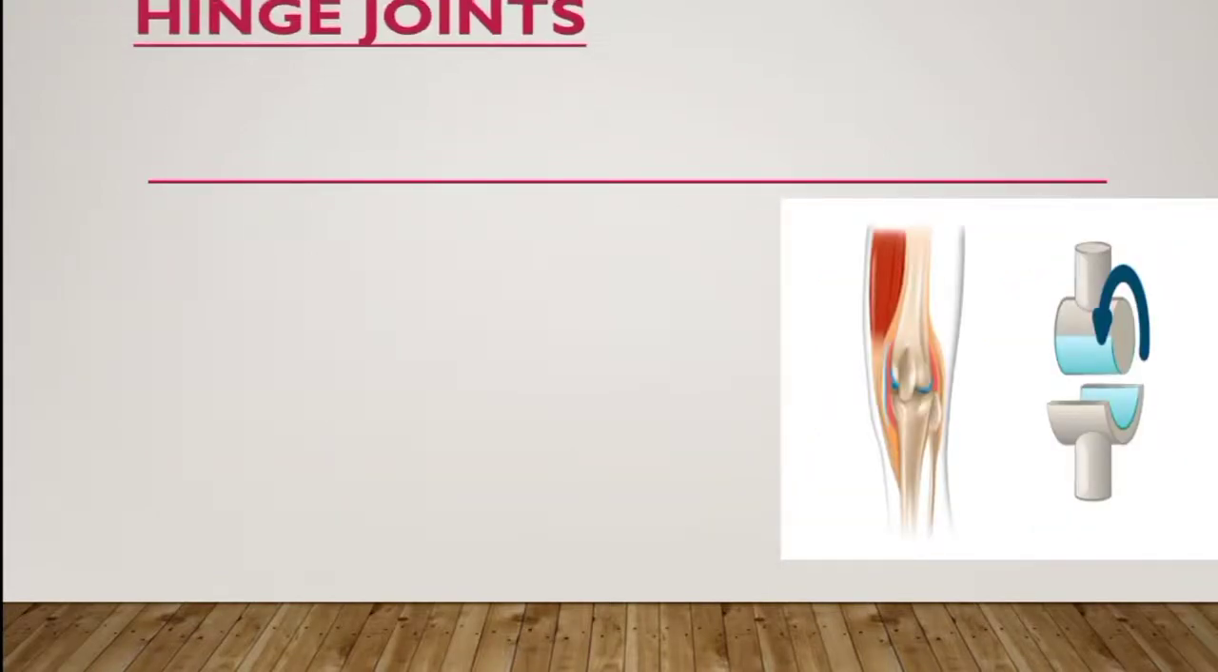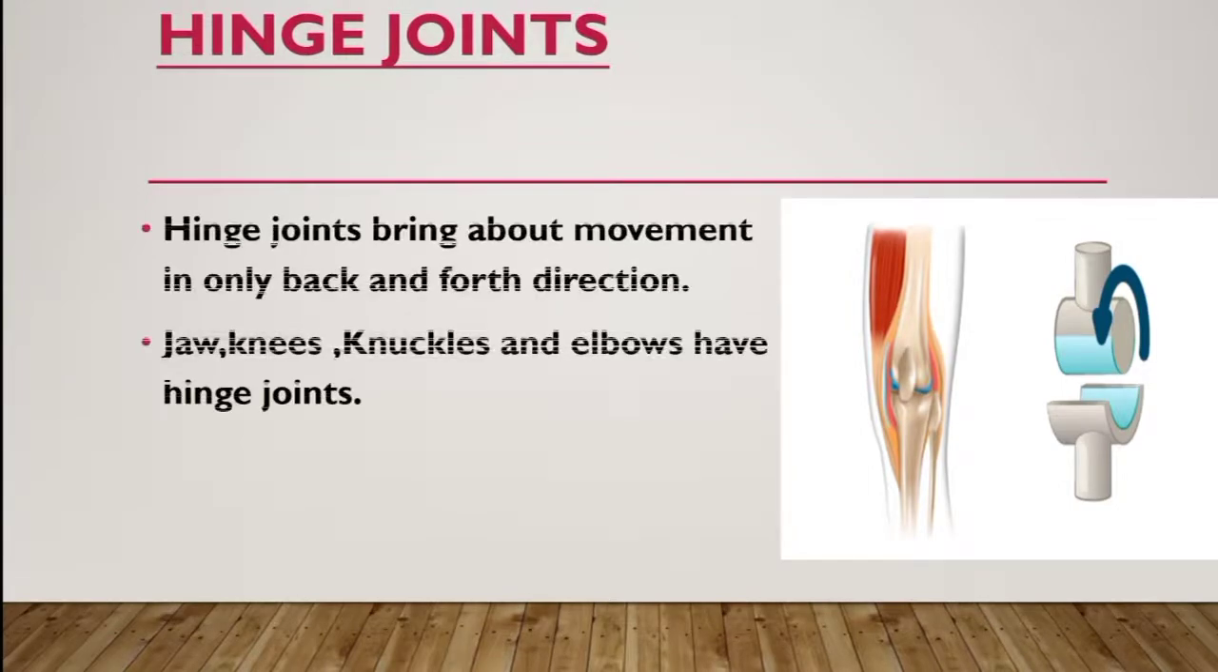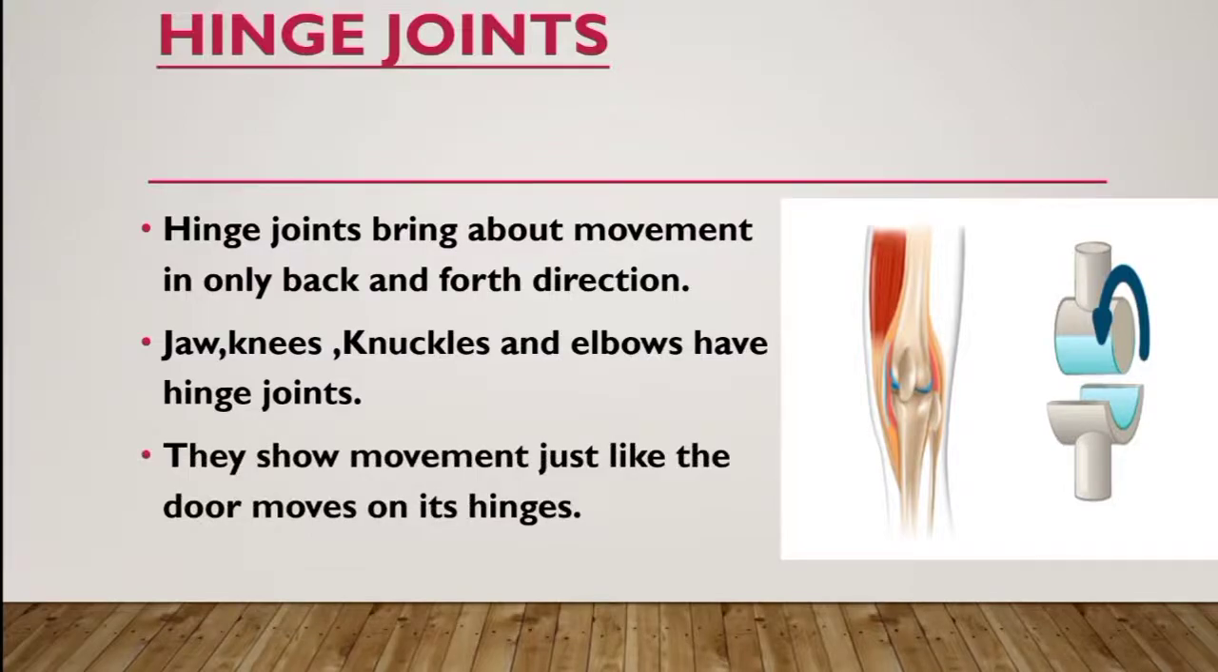The last movable joint is the hinge joint. Hinge joints bring about movement in only back and forth directions. The jaws, the knees, knuckles and elbows have hinge joints. They are just like the hinges found in the doors, which show movements just like the movement in our knees, in our elbows, etc.